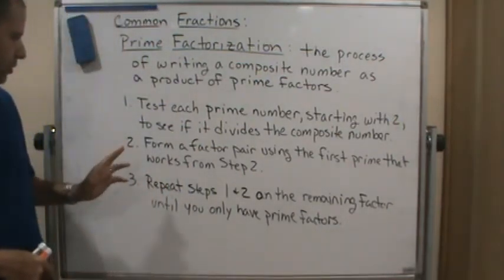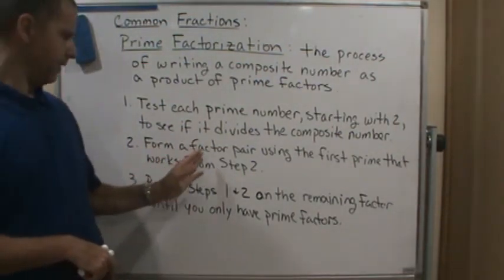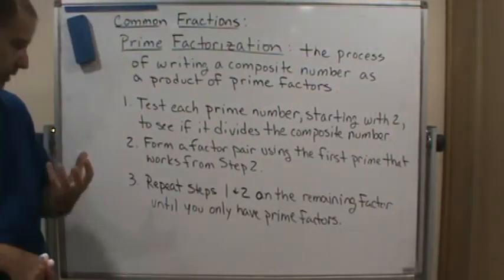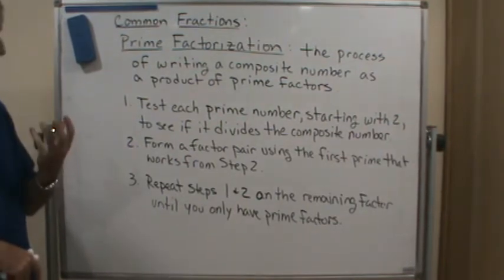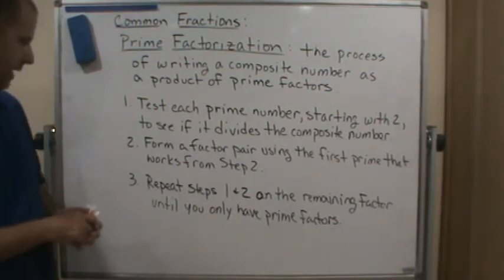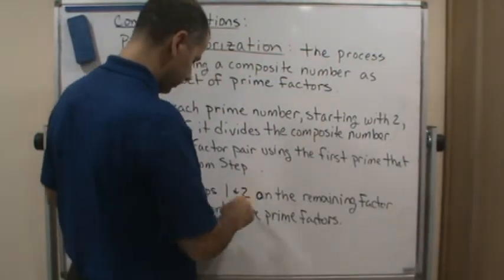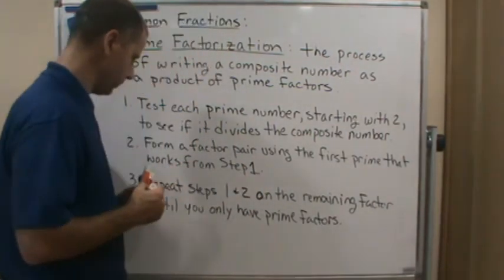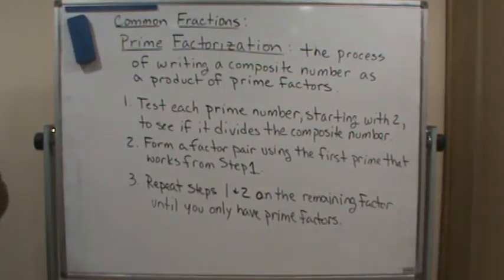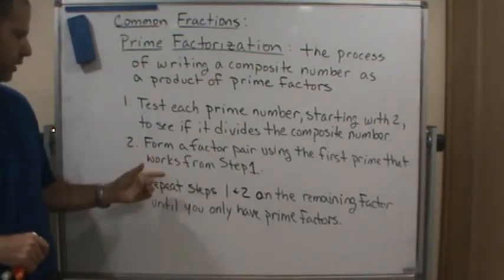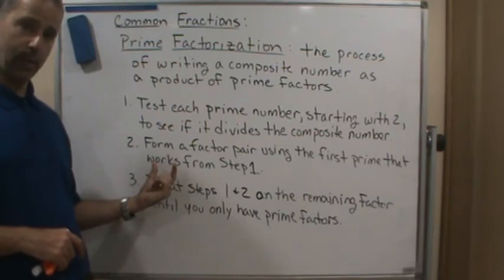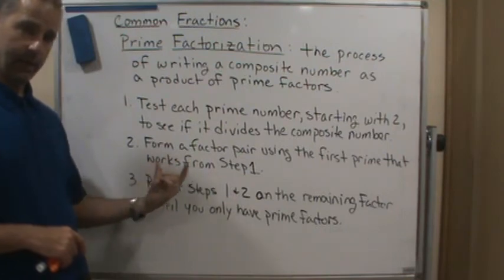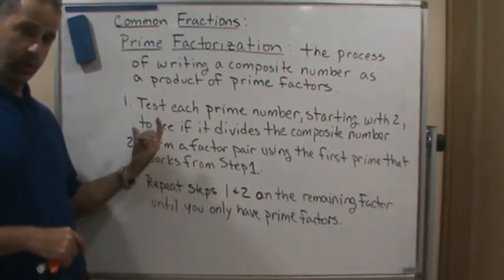Okay? And then 2, once you find one that works, you form a factor pair using the first prime that worked, that divided the number from step 1. So basically what you're going to do is you're going to form a factor pair. The first factor, let's say, is going to be the prime number, and whatever the second factor is going to be is what needs to be multiplied to get the original composite number.